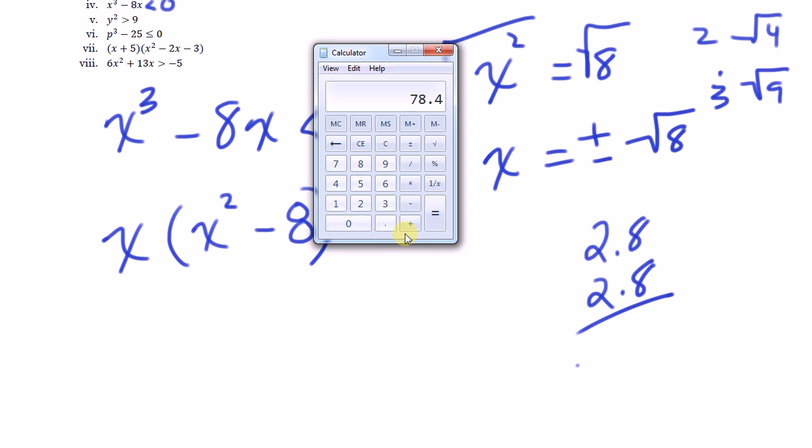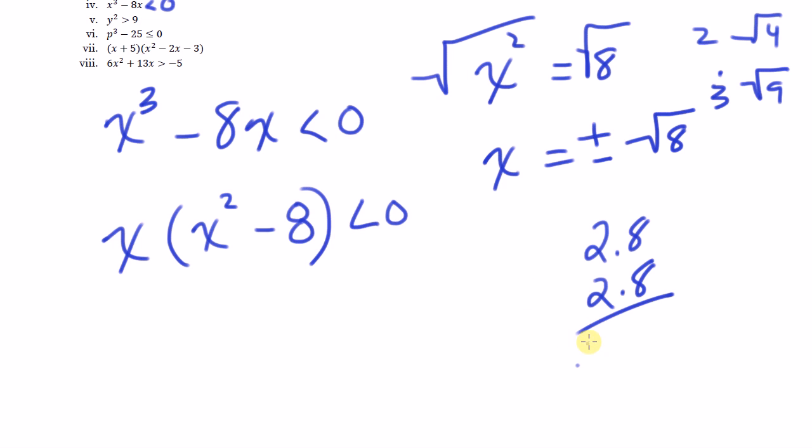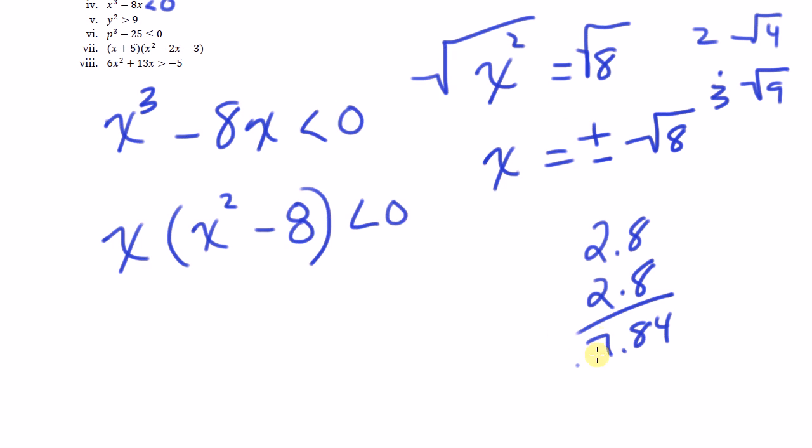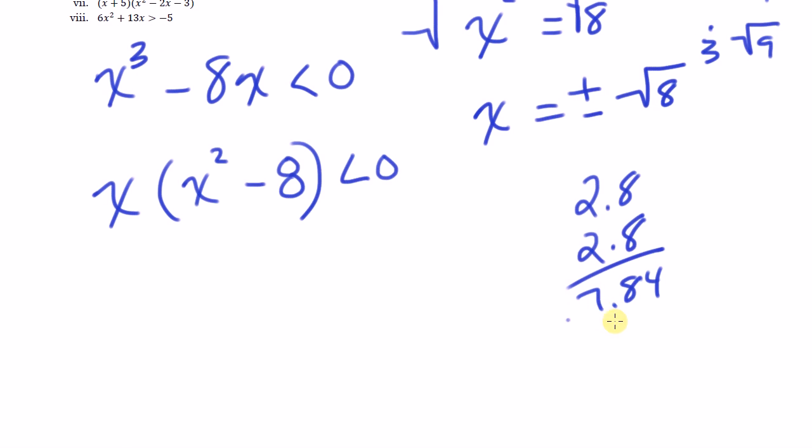Wait a minute. What did I do? I must have hit the wrong key. 2.8 times 2.8. 7.84. There we go. 7.84. And since I have a calculator right here, let's see how close I was. So the square root of 8 wasn't 2.8, it was 2.828. But look how close my little guesstimate was. So there we go. That's going to be our guesstimate.